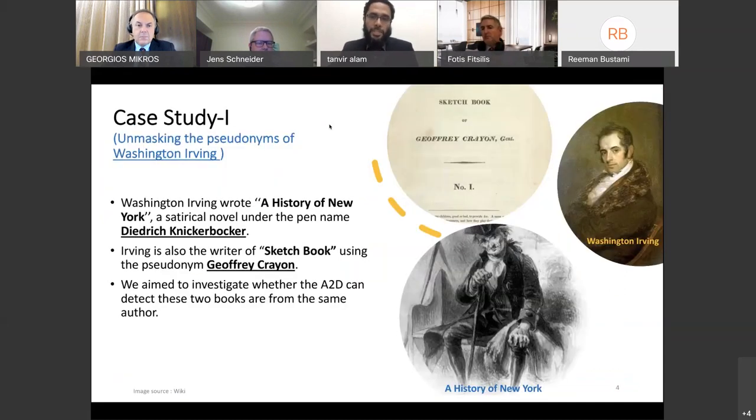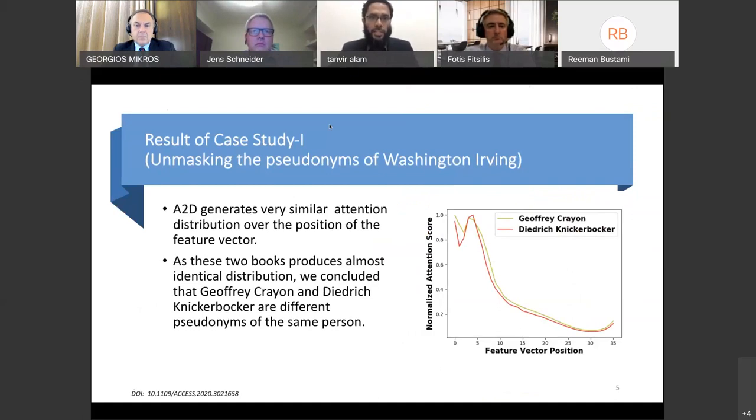Then we applied our framework A2D on two different case studies. In the first case study, we tried to unmask the pseudonyms of Washington Irving, the famous American short story writer, who used to write novels and writings using pseudonyms. Here I took some examples, the Sketchbook and also The History of New York. He used to write using different pseudonyms. And we asked our framework, can you distinguish whether these two novels are coming from the same author or not? A2D proposed that it is generating a very similar attention distribution, which clearly indicates that these two books or novels were authored by the same author, but using different pseudonyms.